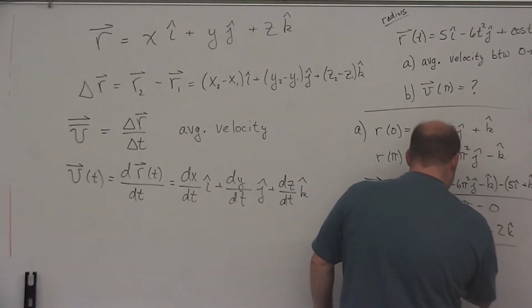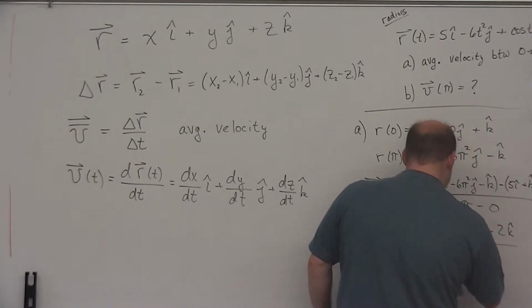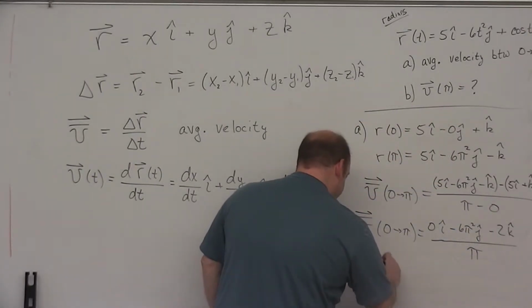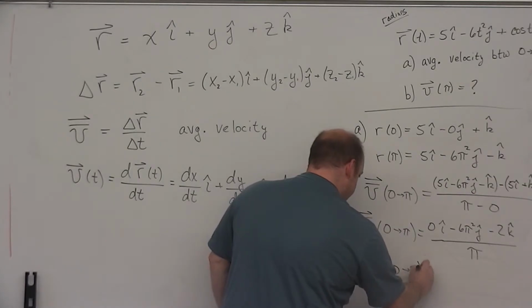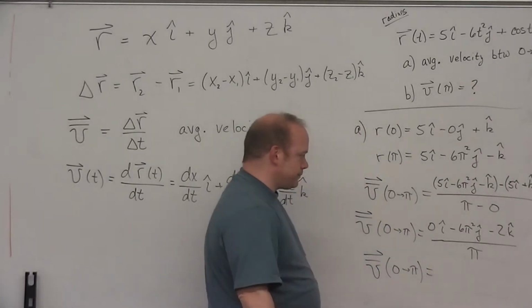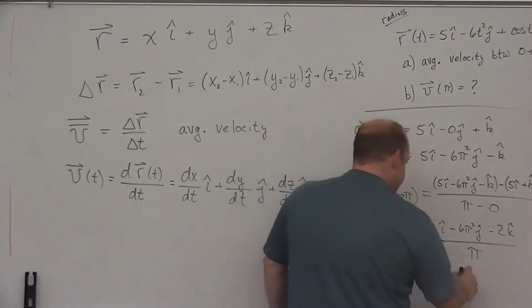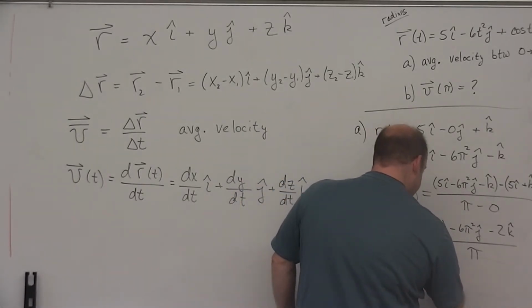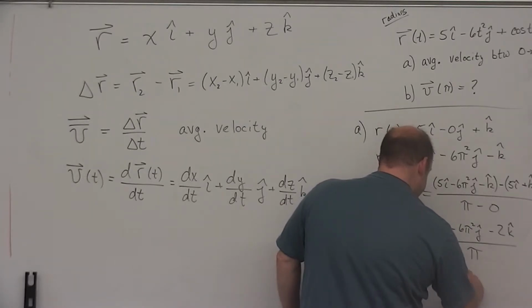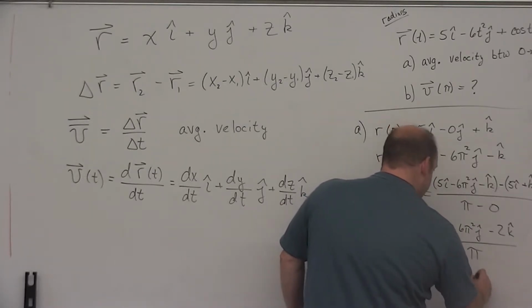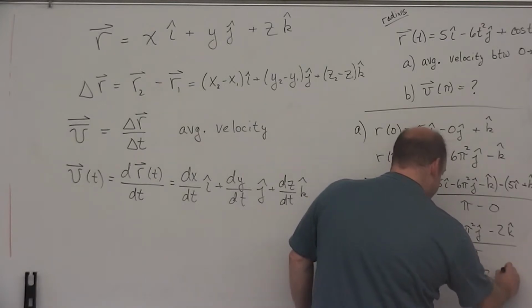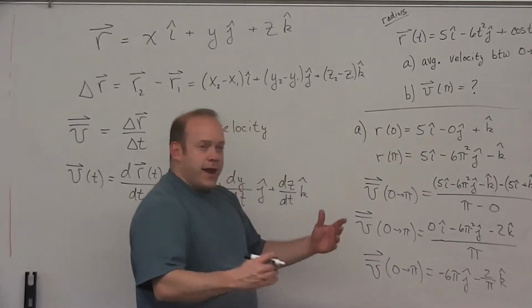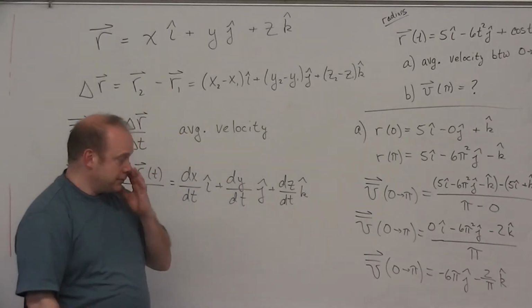And this will all be over pi. So my average velocity between 0 and pi seconds will equal, it just depends on how you want to write it, minus 6 pi j hat minus 2 over pi k hat. Okay? And that would be your average velocity.